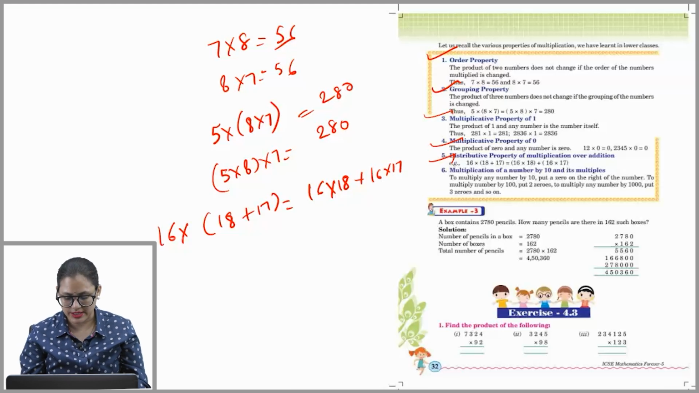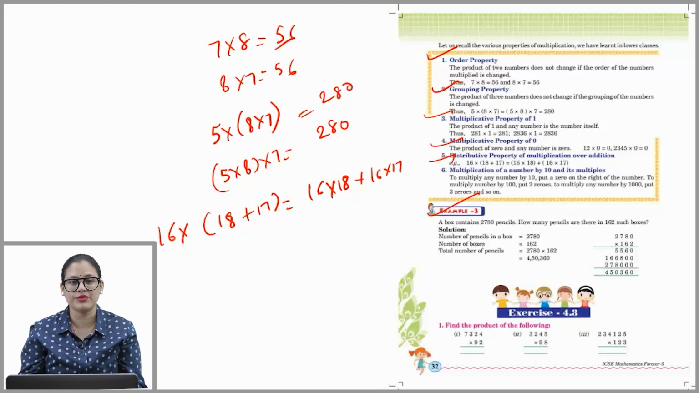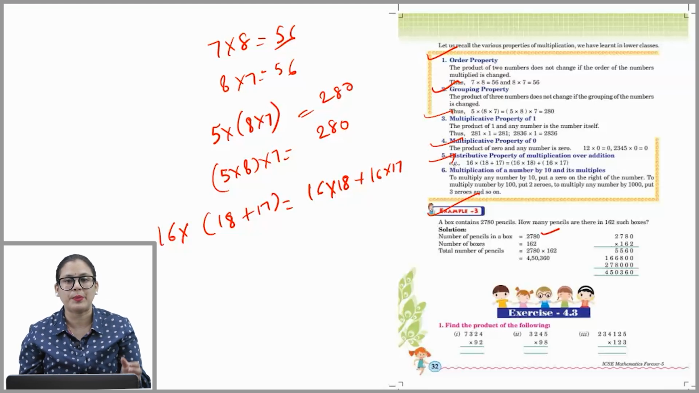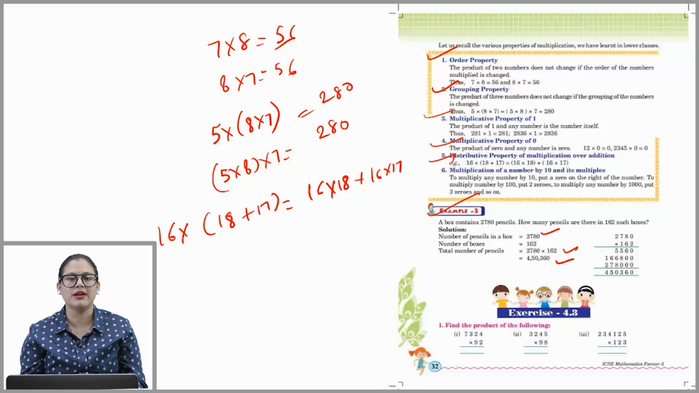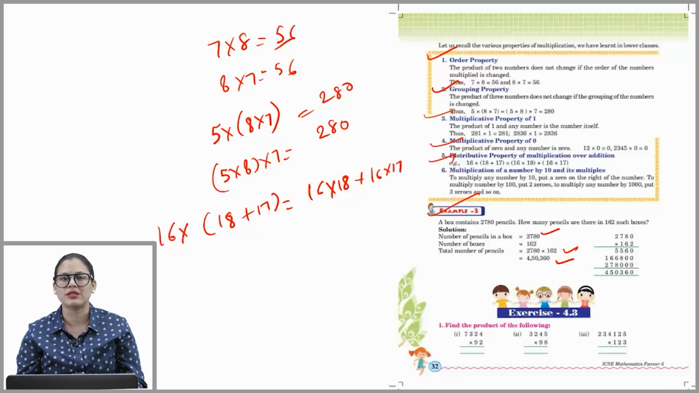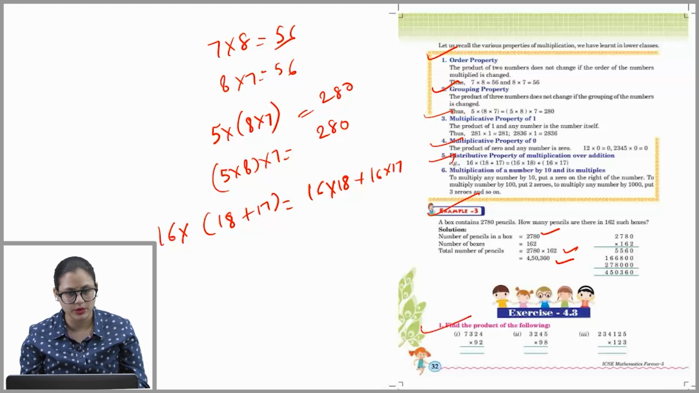Okay. Let's check example number 3. A box contains 2780 pencils. How many pencils are there in 162 such boxes? So first you will write the number of pencils in a box, then the number of pencils in 162 boxes. You will multiply these two numbers, and in this way you will get the answer how many pencils are there in 162 boxes. Okay. Exercise 4.3, you have to find the product of the following numbers.